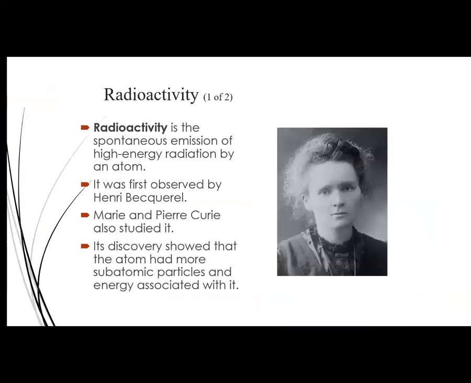Now from there, we started to explore this concept of radioactivity. And so this was first observed by Henry Becquerel, but the people that really pioneered our understanding of it are Marie and Pierre Curie. And so why this was important was this is how we really started to discover and understand more about these subatomic particles and their energies.